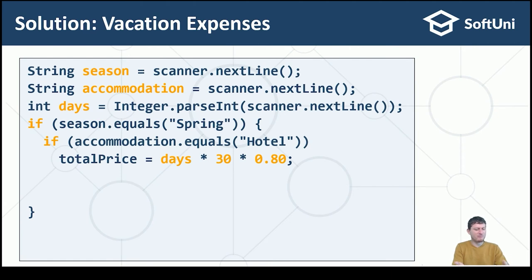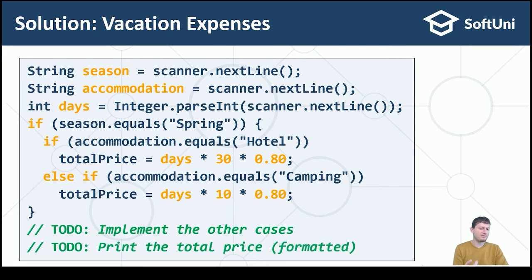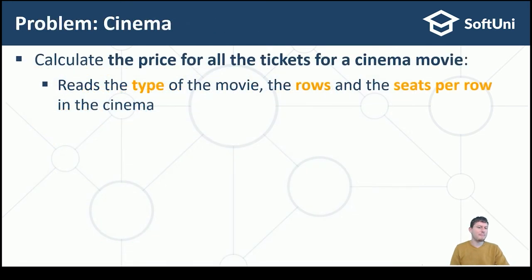I check for hotel and calculate the total price, like this, days multiplied by the rate by discount. And later, if it is camping, I do similar calculation. I do the same for summer, for autumn, and for winter. And finally, I print the total price formatted as it is expected by the problem statement. Okay, let's go ahead with the next problem.